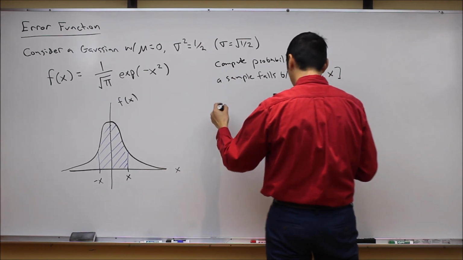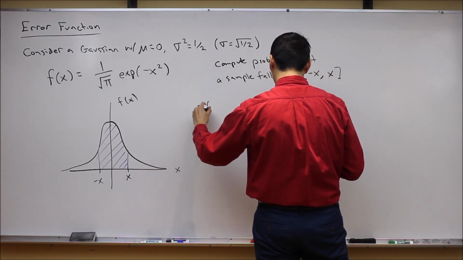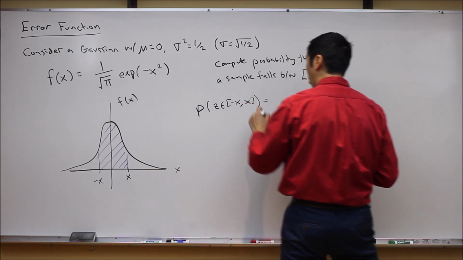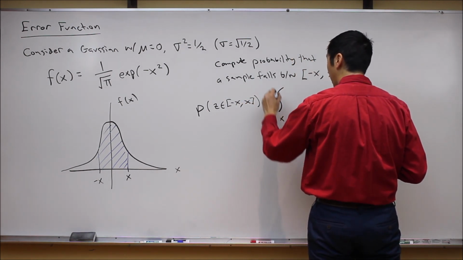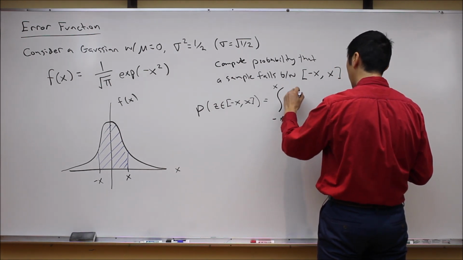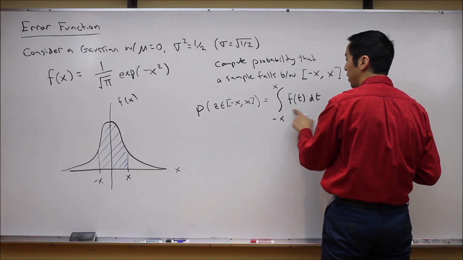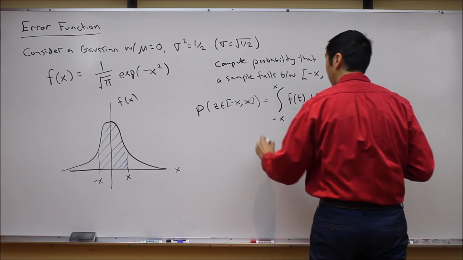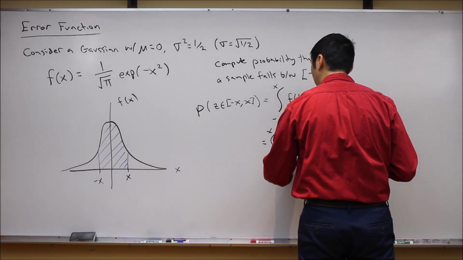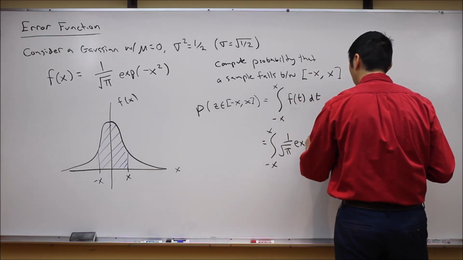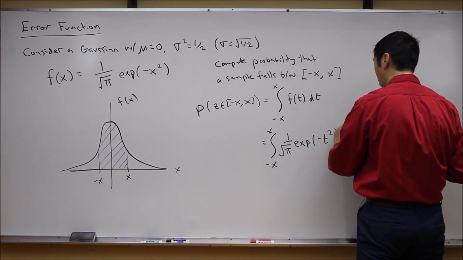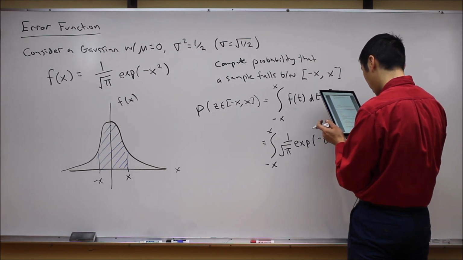So I want the probability that some sample z is in the range of minus x to x. All we have to do is integrate from minus x to positive x the function f of t, dt, changing the variable of integration. The probability distribution function here is the Gaussian we are investigating, so let's substitute that in: minus x to x of 1 over square root of pi e to the minus t squared. I change the variable of integration so I don't mix up the integrand and the limits of integration. So we end up with this.